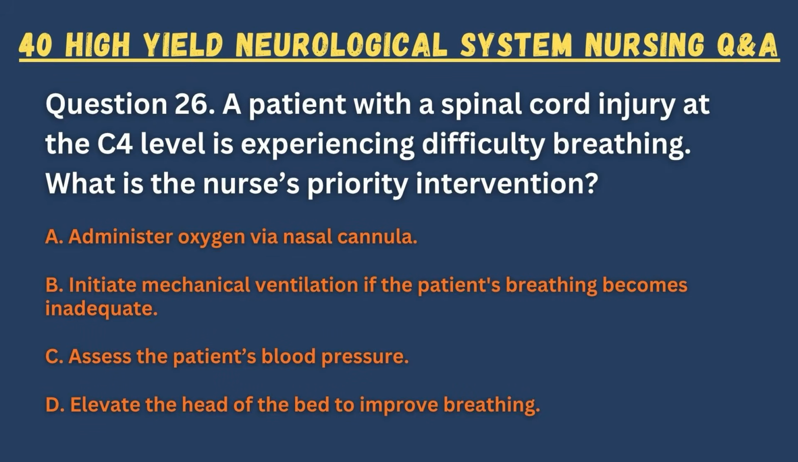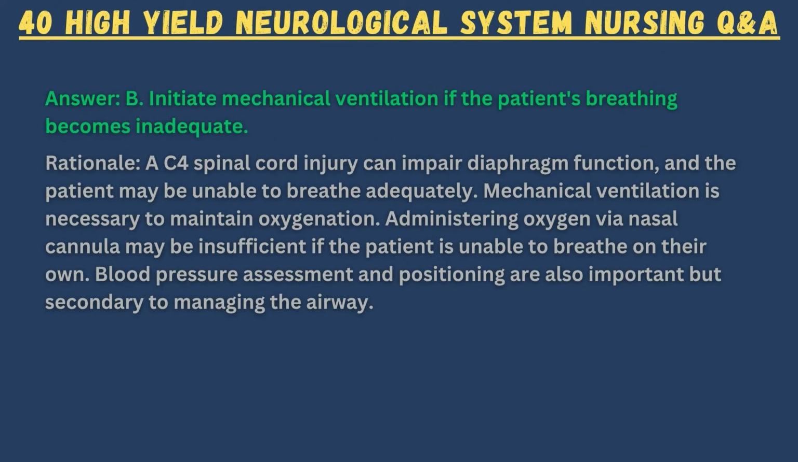Question 26. A patient with a spinal cord injury at the C4 level is experiencing difficulty breathing. What is the nurse's priority intervention? A. Administer oxygen via nasal cannula. B. Initiate mechanical ventilation if the patient's breathing becomes inadequate. C. Assess the patient's blood pressure. D. Elevate the head of the bed to improve breathing. Answer: B. Initiate mechanical ventilation if the patient's breathing becomes inadequate.